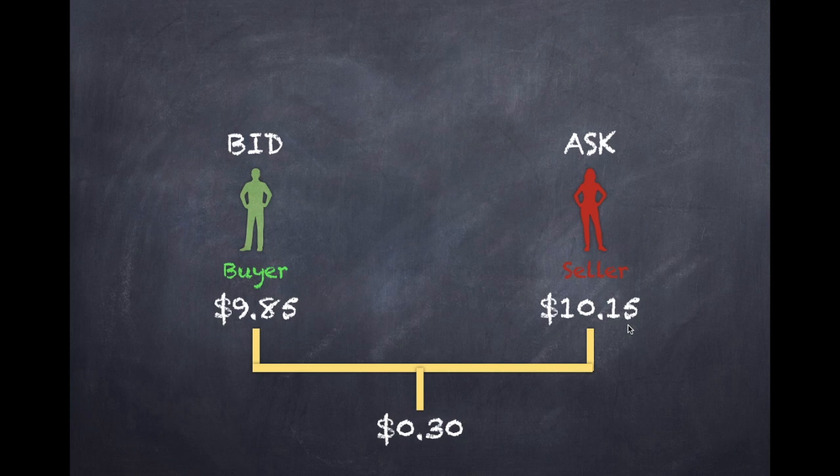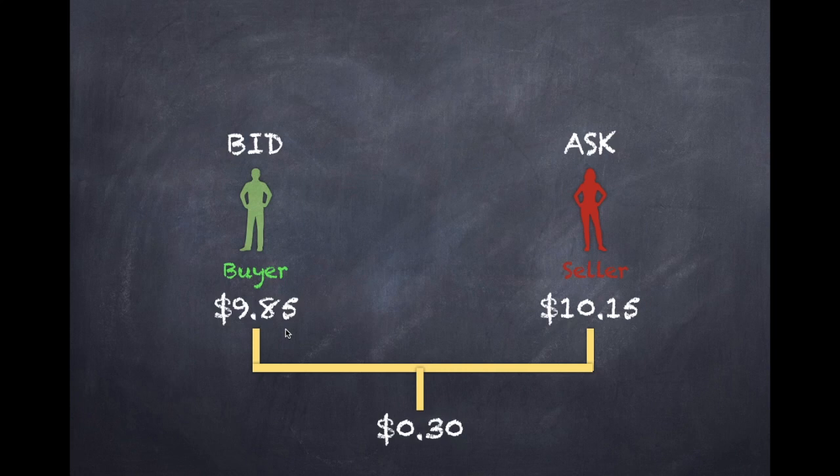So if we bought it at $10.15 and we wanted to immediately turn around and sell it, what is the best price we can sell it for? It's going to be $9.85 because that is the highest price at this particular time that someone is willing to buy the stock for. This means that if we bought at $10.15, we are automatically down on the position 30 cents because there is no one willing to pay more than $9.85 at this time. So if we bought 1,000 shares on a 30-cent spread stock, we would automatically be down $300.